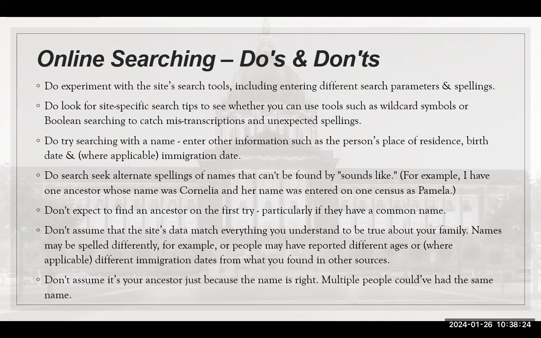Don't expect to find an ancestor on the first try, particularly if they have a common name. Don't assume that the site's data match everything you understand to be true about your family. Names may be spelled differently, for example, or people may have reported different ages, or where applicable, different immigration dates from what you found in other sources. And don't assume it's your ancestor just because the name is right. Multiple people could have had that same name, as I know all too well with my great-great-grandfather, Thomas Patterson.